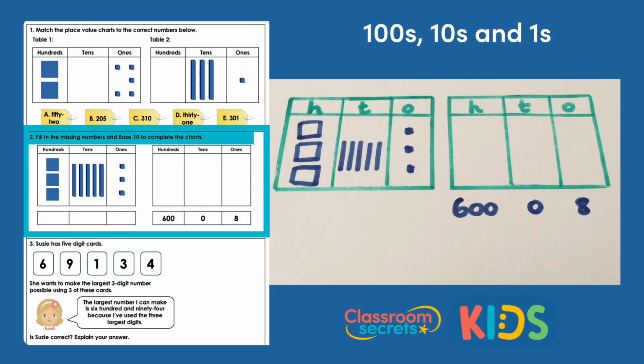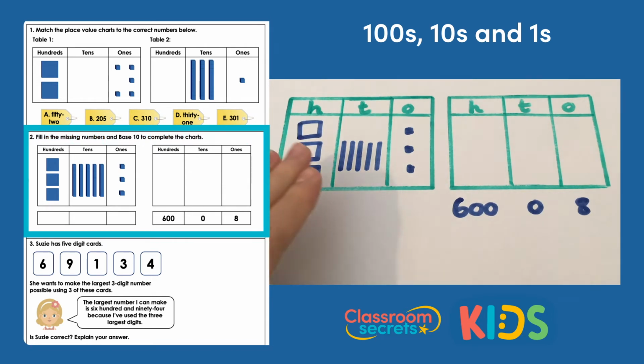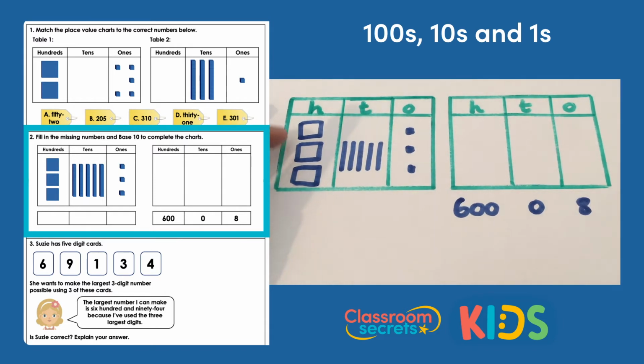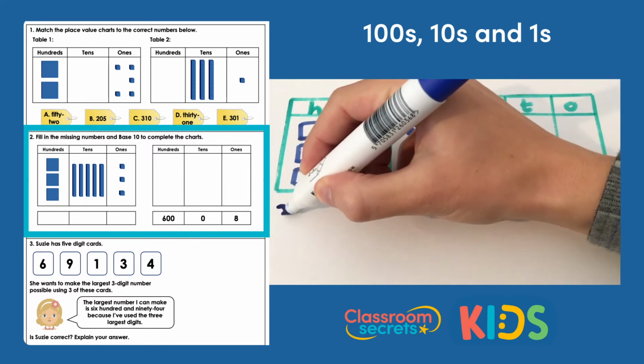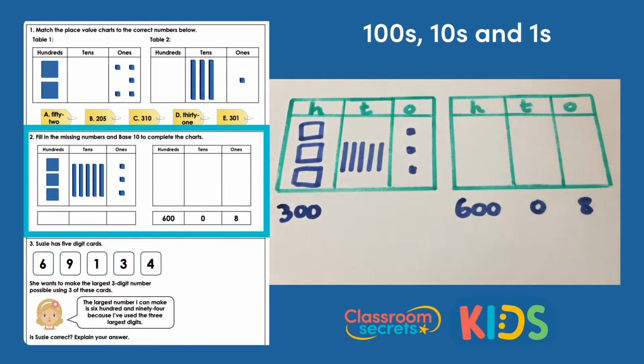Question 2 asks us to fill in the missing numbers and base 10 to complete the chart. So again, we'll take each table in turn. Let's start with this one over here. So we need to know what number is being shown. We need to partition our place value chart, so separate the numbers out to see their true value. So we have 3 squares. Remember, each one is 100. We're working in our hundreds column. 300. 3 in our hundreds makes 300. So we can write 300 underneath that column.